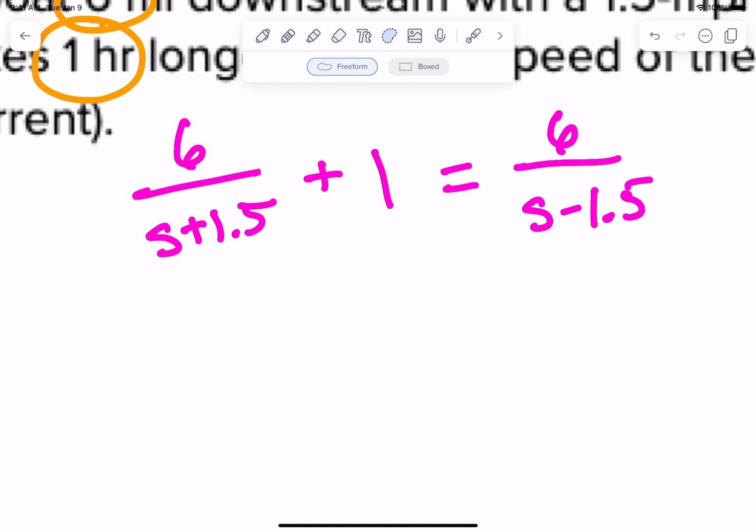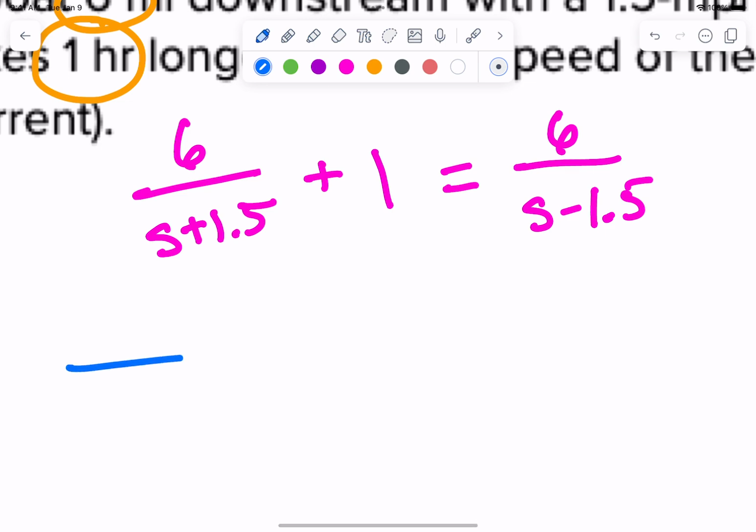All right, now what do we do? Do the common denominator thing? We did that one day. All right, yes, we need to find a common denominator.